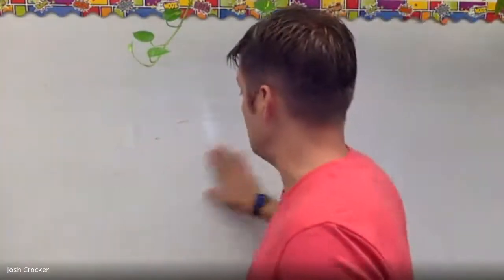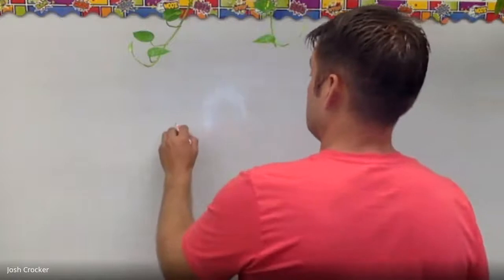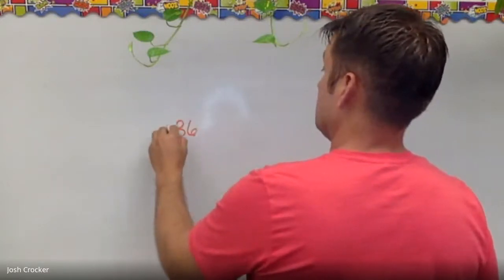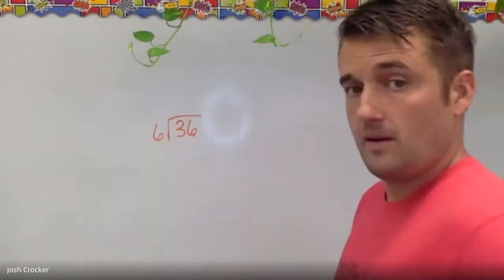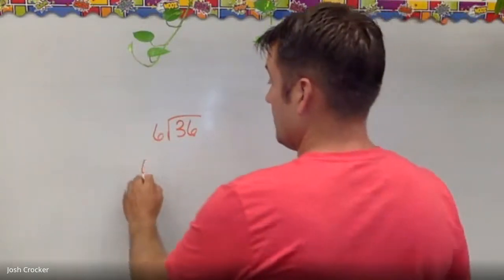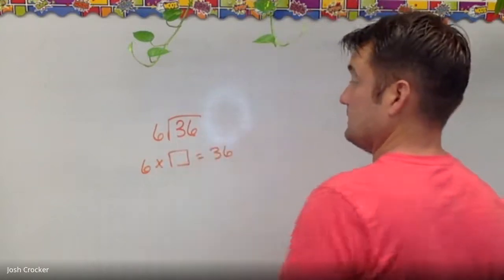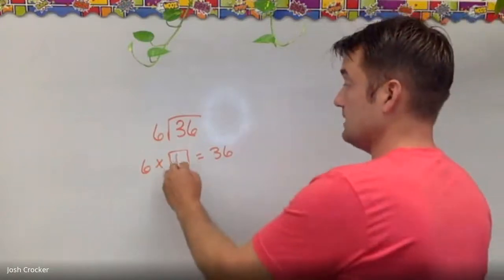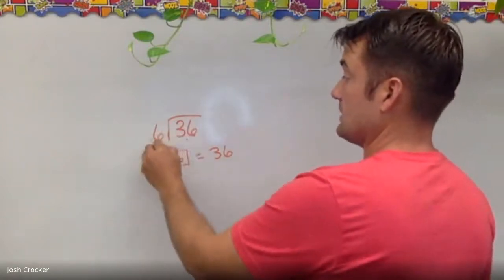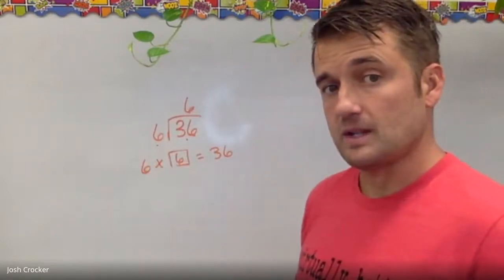Okay, so let's look at another one. How about 36 divided by 6? Well, we need to think of the fact 6 times something equals 36. And then we might know that 6 times 6 is 36. 36 divided by 6 is 6. Okay, so these things go together.